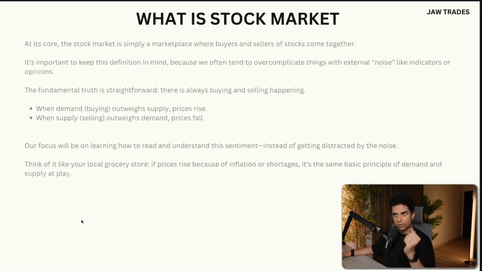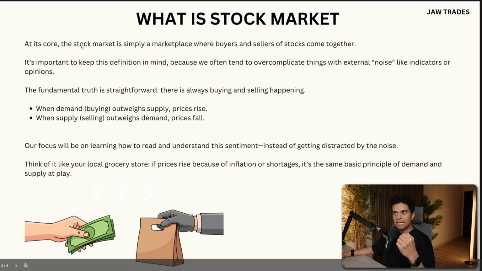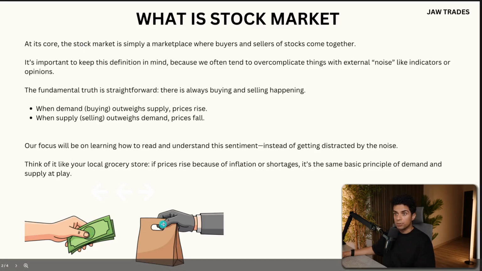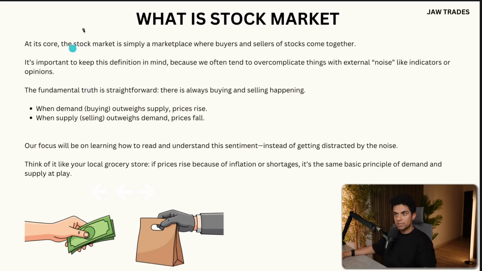So what is the stock market? At its core, the stock market is simply a marketplace where the buyers and the sellers of stocks come together. It is important to keep this definition in mind because we often tend to overcomplicate things with external noise like indicators or the opinions of other traders. So the stock market is simply a marketplace for stocks. The forex market is a marketplace for forex. The futures market is a marketplace for futures, and this definition applies to every other market.